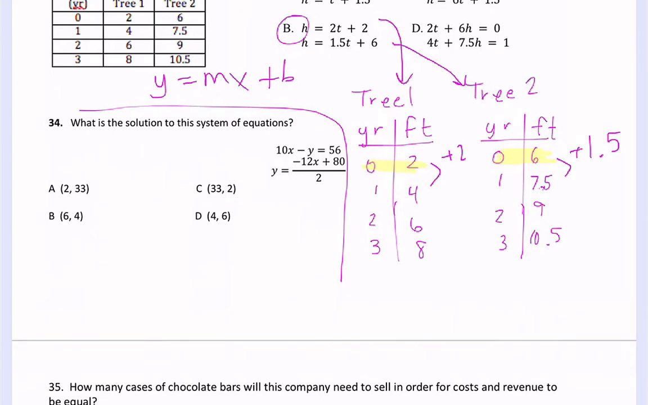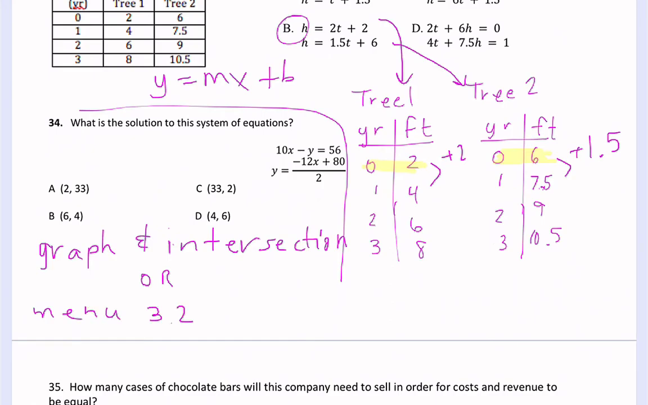Okay, on 34 it says, what is the solution to this system of equations? So we've taught y'all a few ways of doing this. We're going to talk about the 2 easy ways, so let's go ahead and write it down. One of the easy ways you can do it is you can graph and find the intersection. Or, my personal favorite, in a calculator, you can use menu, 3, 2, and a regular old calculator page.